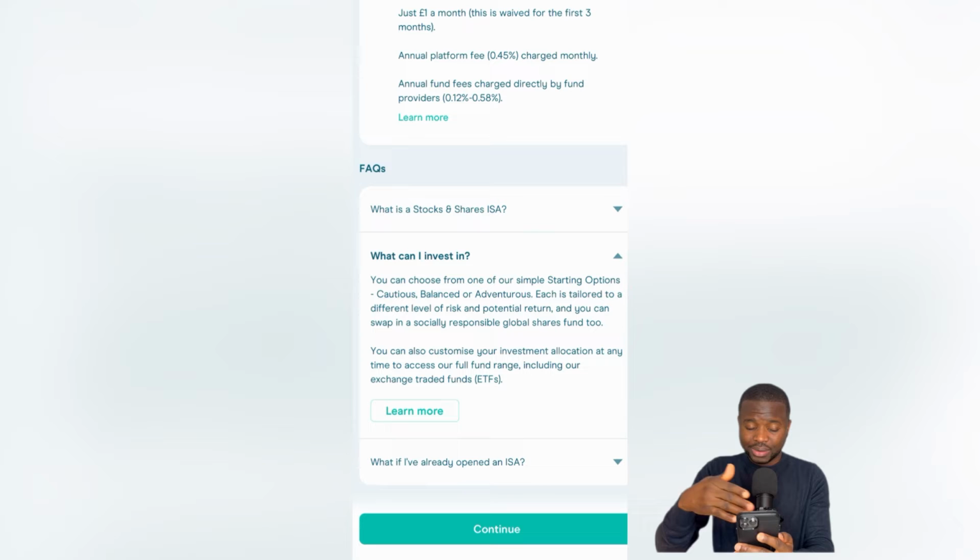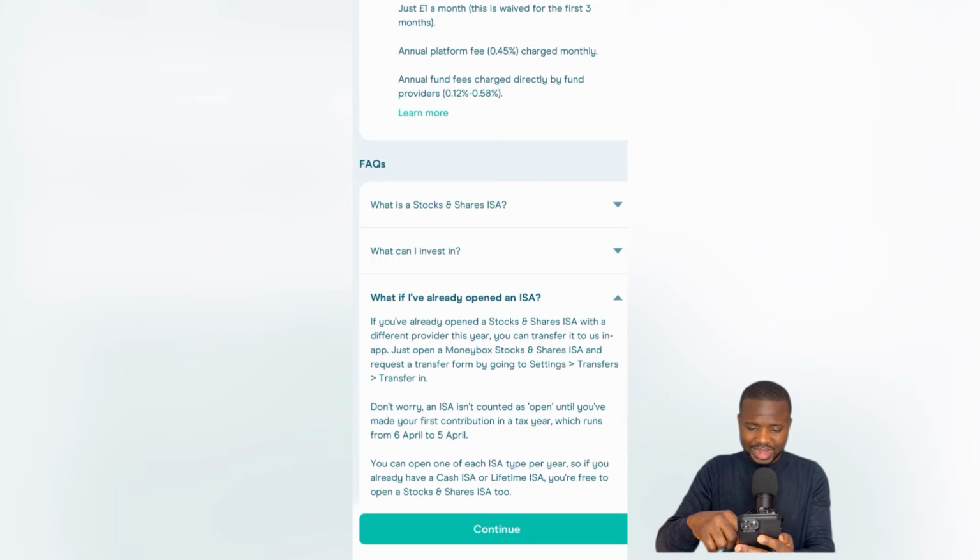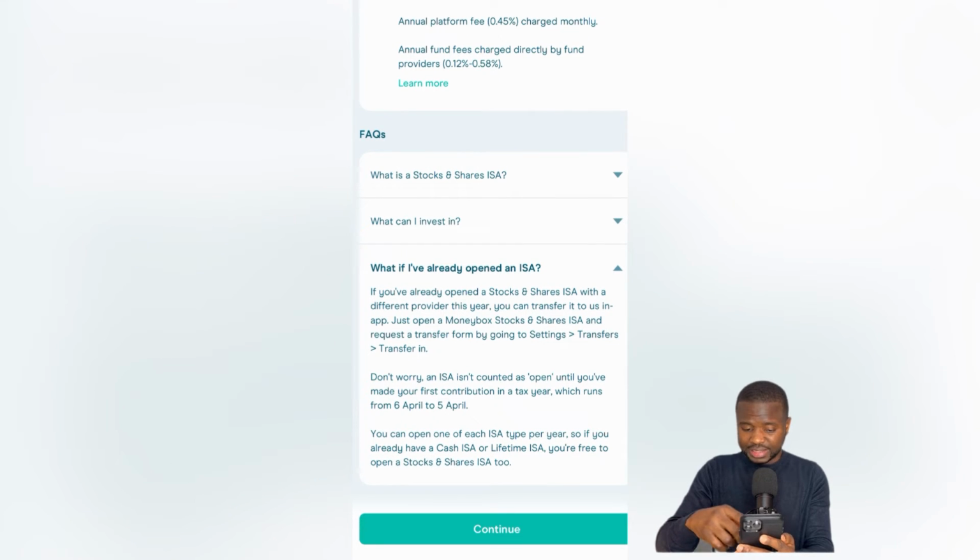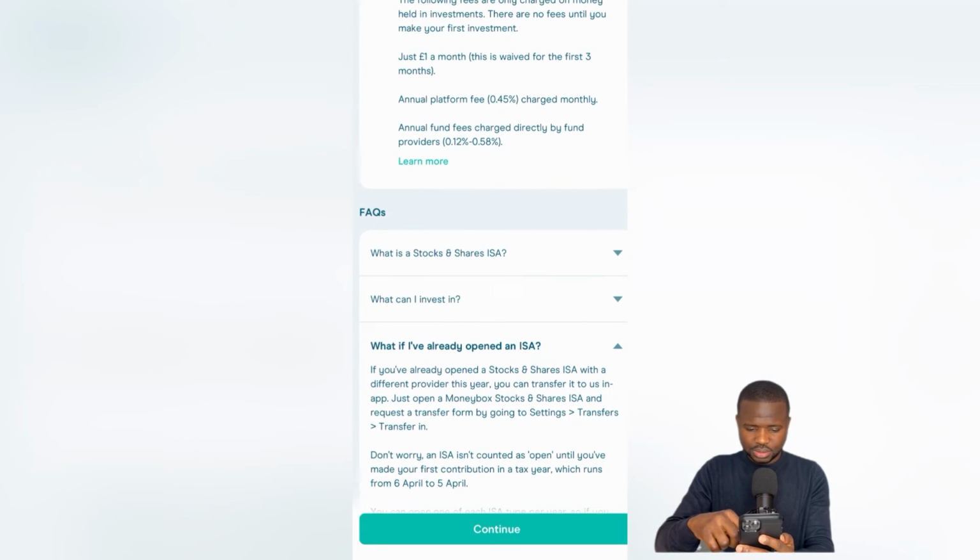So in a cautious account, a larger proportion of the money is in bonds and just a little is in the stock market. And then in the balanced account, maybe 50-50. But in the adventurous account, a lot more goes into the stocks and shares market. So it says, what if I already open an ISA? It says you can transfer and it tells you how. All right, let's go into it.